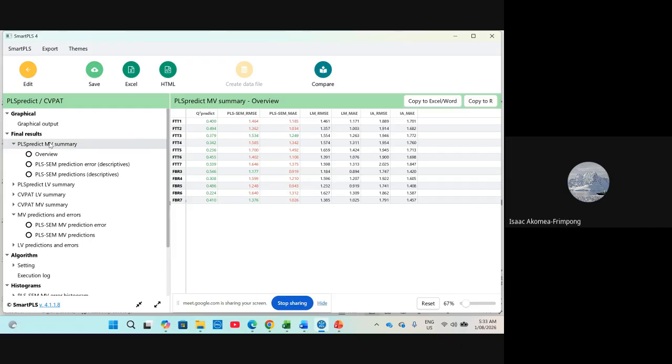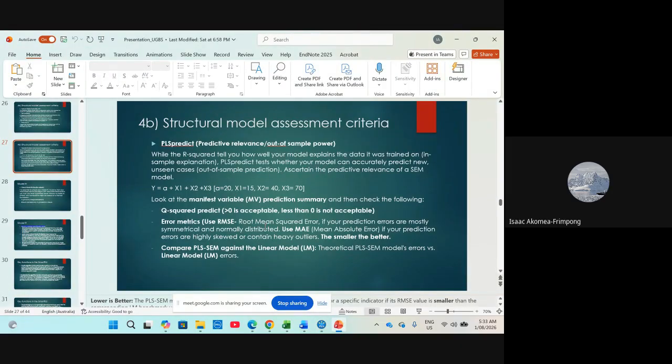And within this table, what specific items do you look up to? And what do they stand for? That's the question. So you look up to the Q-square predicts. So what is the Q-square predicts? With the Q-square predicts, the threshold is that it should be greater than 0. If it's greater than 0, that means this model that you have designed has the capacity to predict anything you want to use this model to predict.